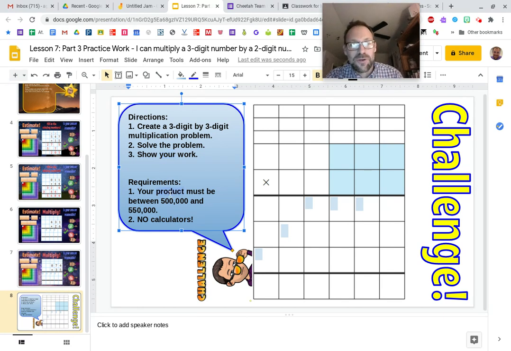Here's what you must do, the requirements. The problem you create should have a product that's between 500,000 and 550,000. So you've got to put to use all those powers of estimation that you've been learning to estimate the product before you start so that when you finish, you know you're going to be between 500 and 550,000. And can't cheat. No calculators. You got to do this with paper, pencil, and the calculator upstairs.